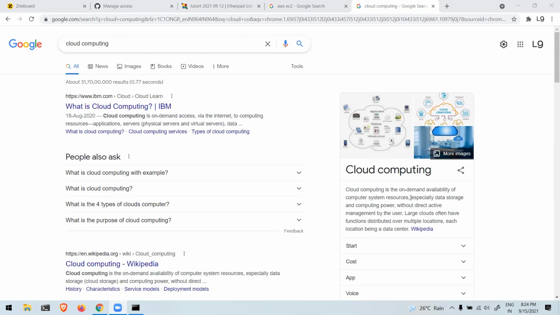When I say computation, I mean servers which have CPU and RAM. When I say storage, storage means storage like your hard drive, permanent storage where you can store data permanently. And they provide a lot of other services apart from these, and you can just subscribe to them.